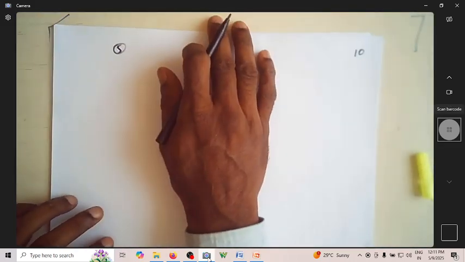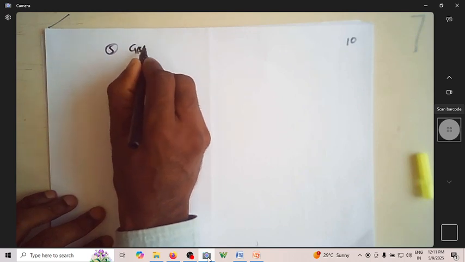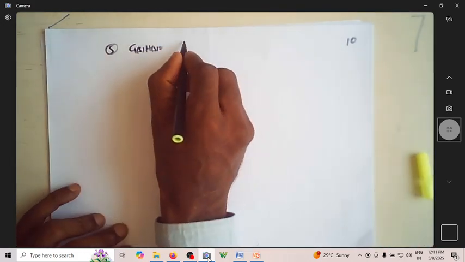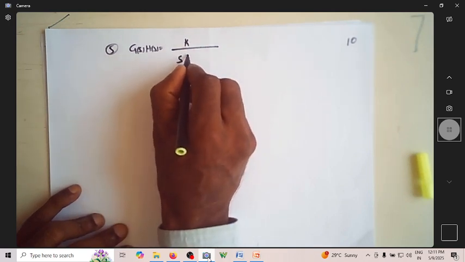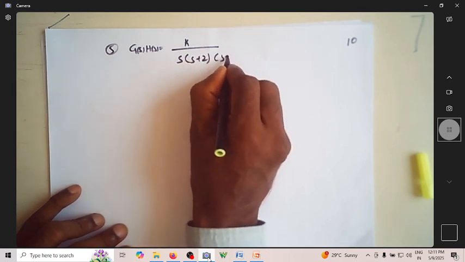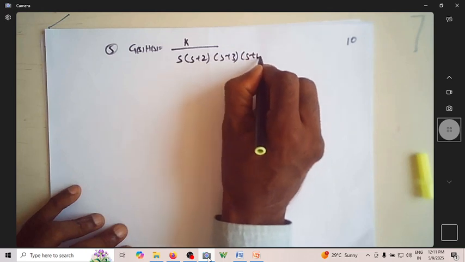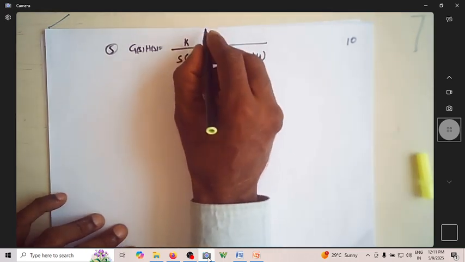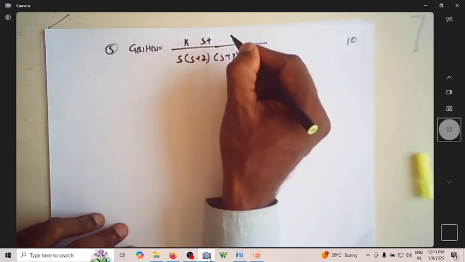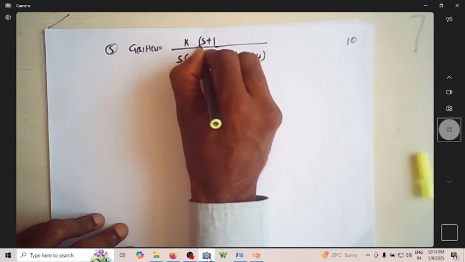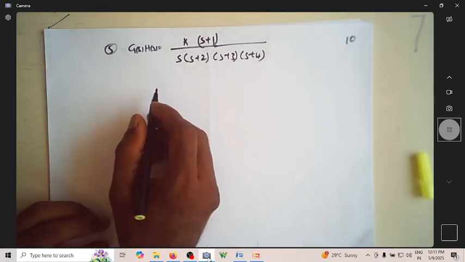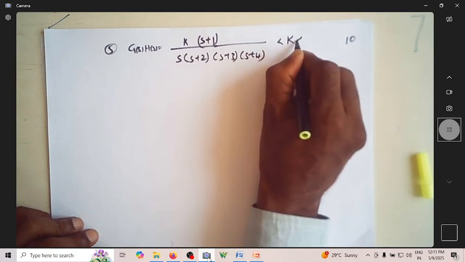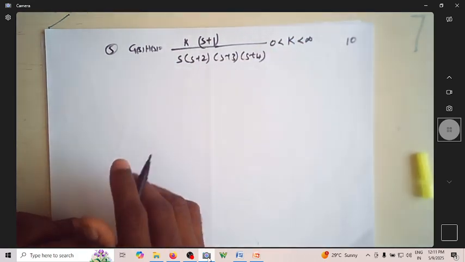So let us consider an open loop unity feedback transfer function where G(s)H(s) is given by K into s into s plus 2, s plus 3, maybe s plus 4, and you can take this as maybe s plus 1. Let us take this. So these are the open loop poles and zeros. For k between 0 and infinity, we are asked to plot the root locus.